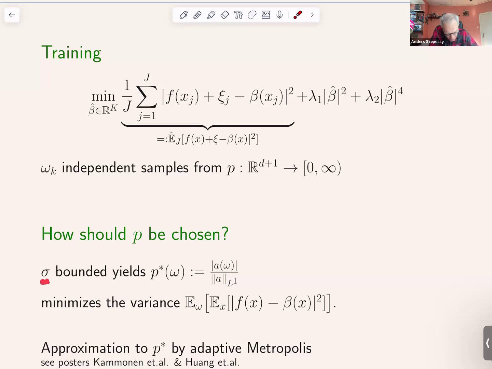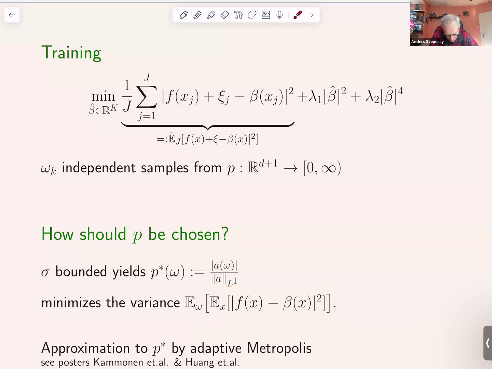But what one knows is an optimal density. Suppose now that we have a sigmoid function or some activation function that is bounded, also the trigonometric is bounded, then an optimal density is related to the representation we had with the amplitudes. And that actually minimizes the variance of the loss here, which we will soon see.